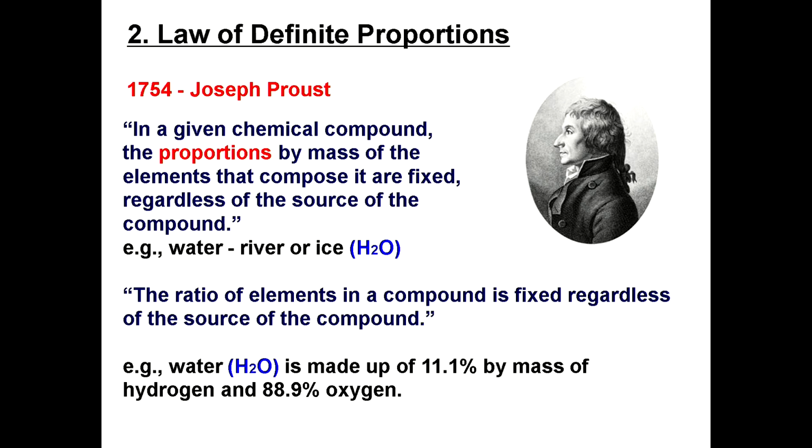For example, the water. You can get water from a river, right? You can also get it from some ice. But no matter where you get the water, its proportions should be the same. It's always H2O, no matter whether it comes from a river or ice. So this is the law of definite proportions.